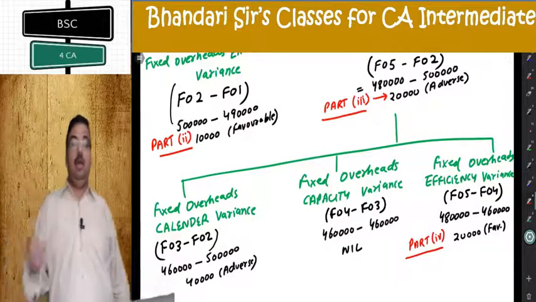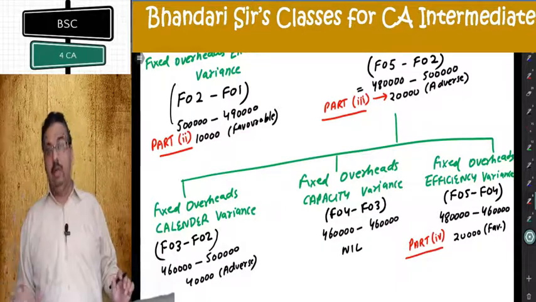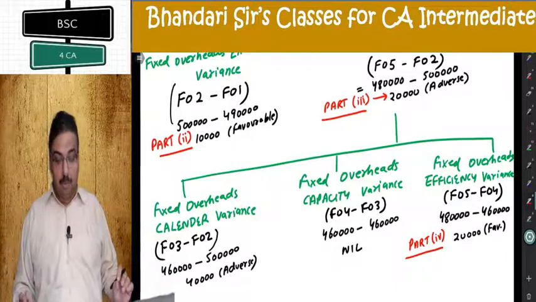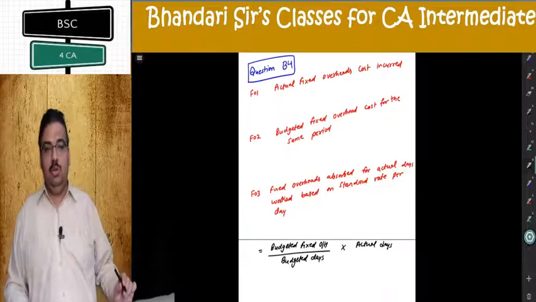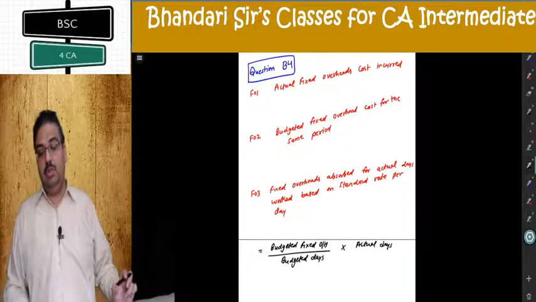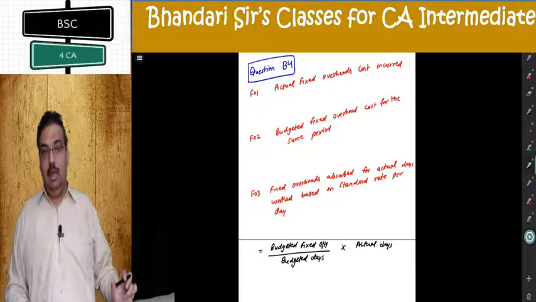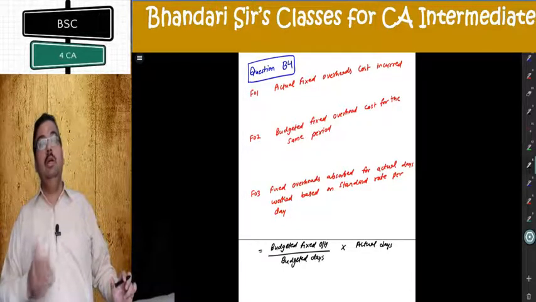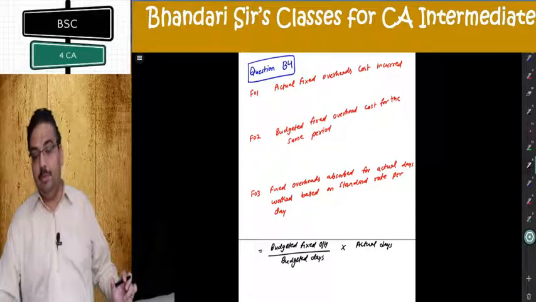So all parts have been answered here completely. This is the complete question B3. The next question is B4. Again in B4, the challenge is to calculate FO1 to FO5, all the 5 steps. Once the steps are there, the variances can be easily computed.